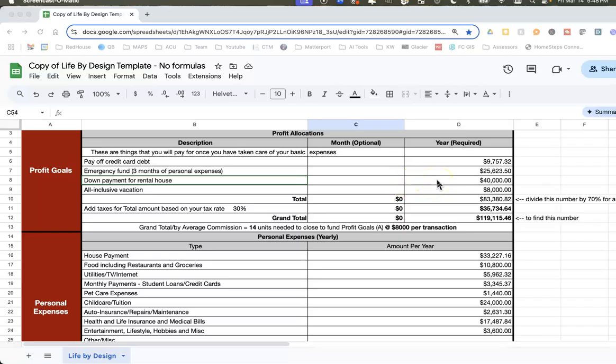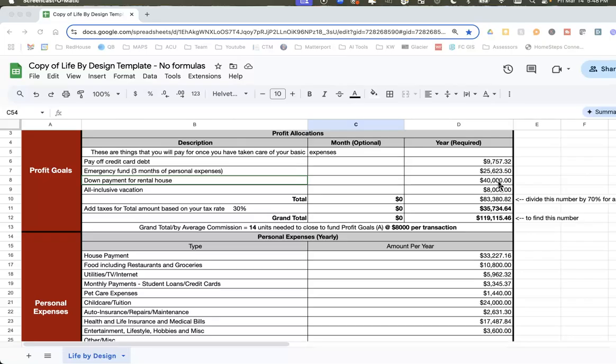I want to save up a down payment for a rental house. Mortgage payments or mortgages are debt, but they're good debt because mortgages on rental homes are paid by someone else. So the down payment for a rental house, let's say I need $40,000 for that.